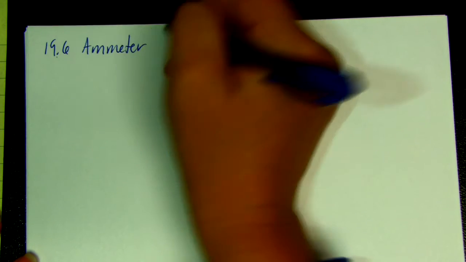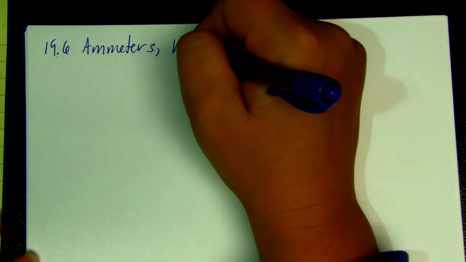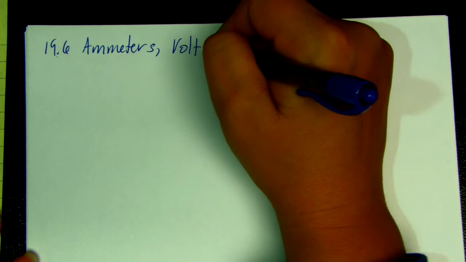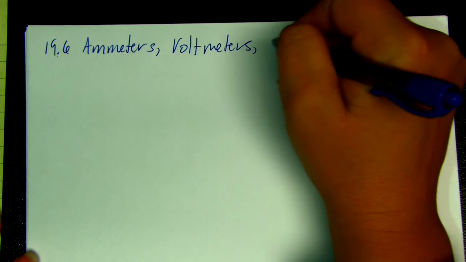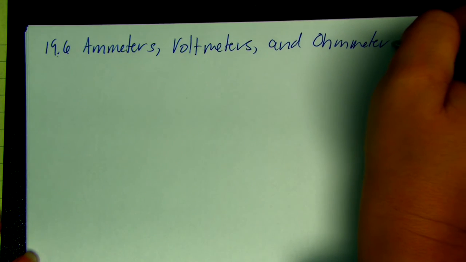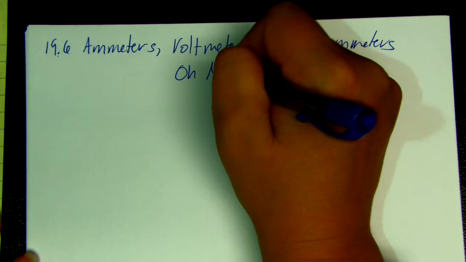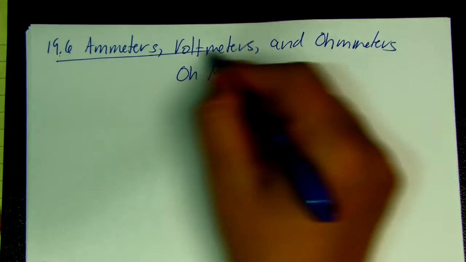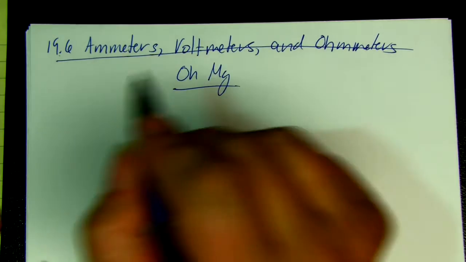Okay, so little break from all the calculations, and now let's think a little bit about the equipment that's used, a little more about the equipment used to measure the properties of circuits. Oh my. So ammeters, voltmeters, and ohmmeters.